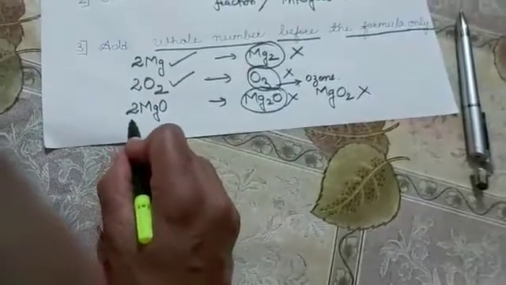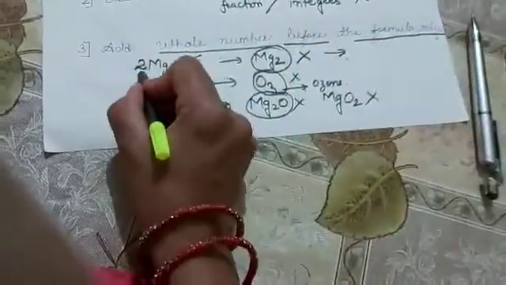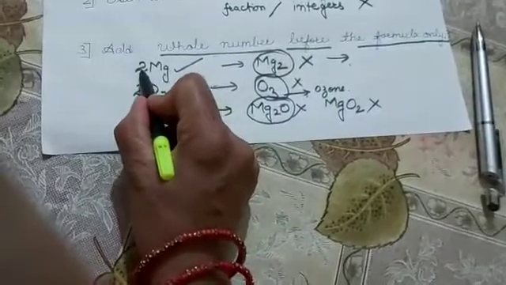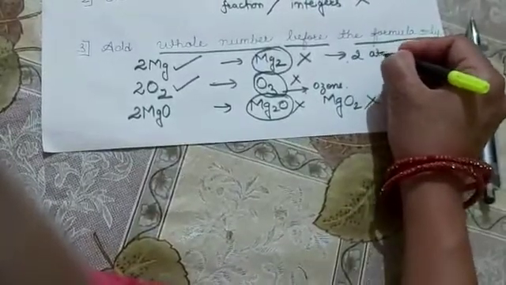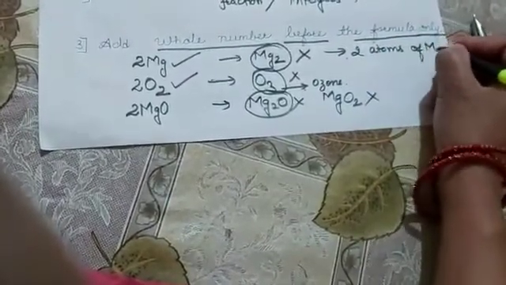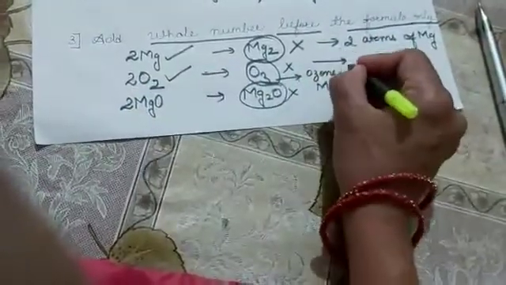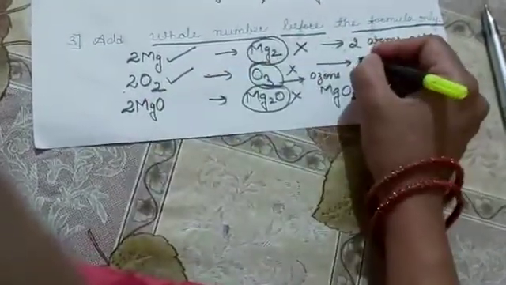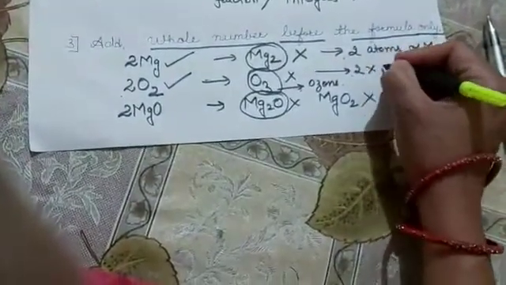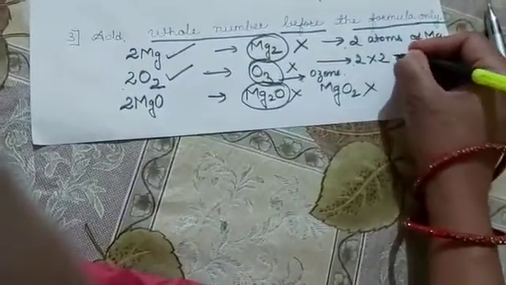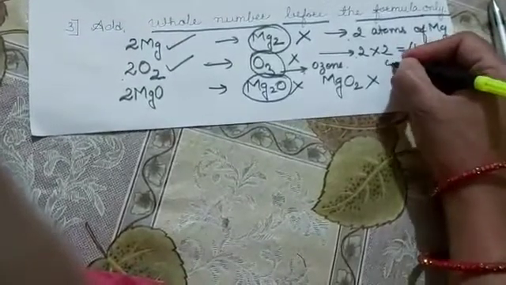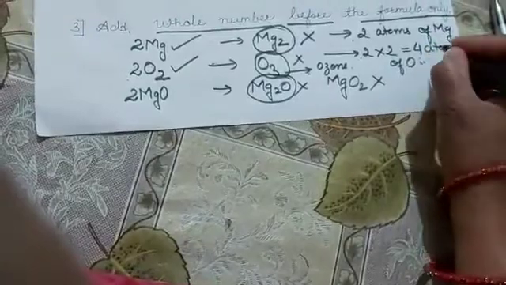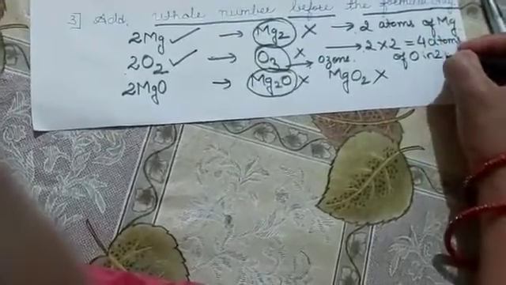One very important thing here is, in the first case where we have put a number 2 before the Mg symbol, it means 2 atoms of magnesium. In the second case where I have put 2O2, it means 2 will be multiplied by 2 atoms of oxygen. So overall it will have 4 atoms of oxygen in 2 molecules.